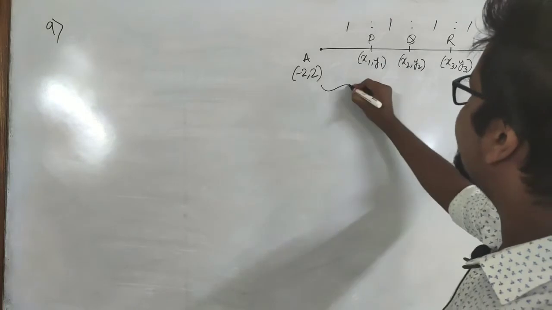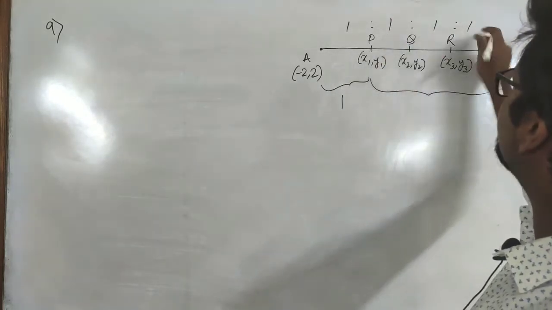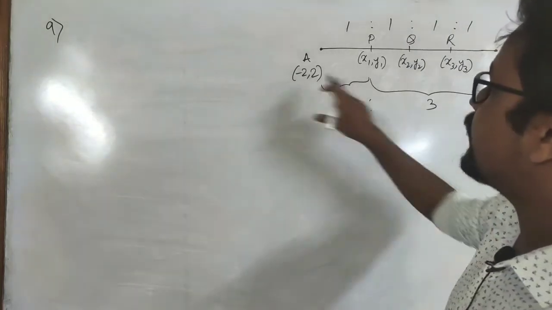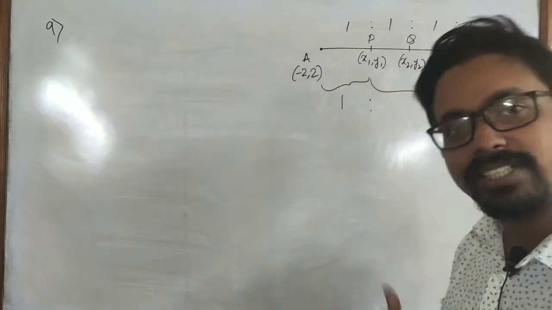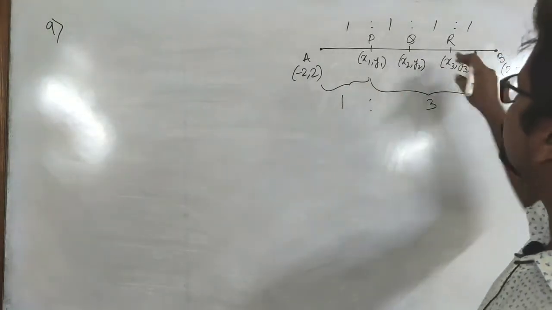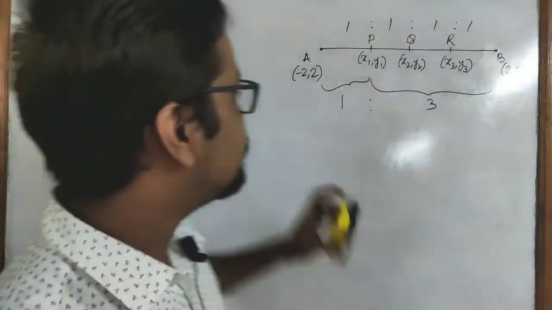For P, I need to find the ratio of AP to PB. So AP will be 1 and this will be 1 + 1 + 1, 3. So the ratio will be 1:3. Using this ratio and using A and B, I can use the section formula and find the value. That will be the lengthy part. Then I can do the same for R and Q also. But let's not do that and let's use a simpler process.